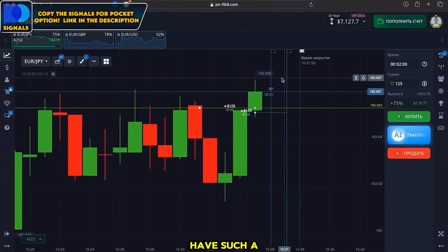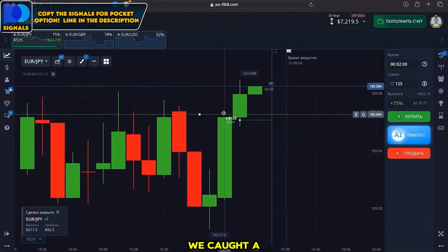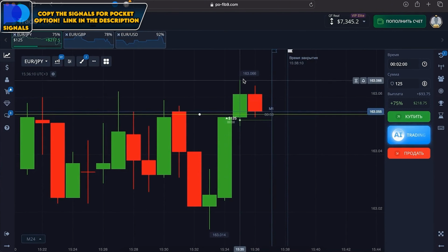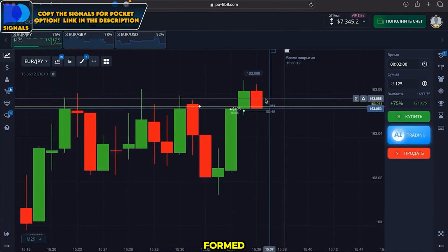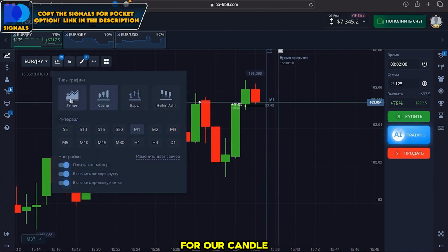Well, for now we have such a result. By the way, it seems the first trade will go into profit. We caught a good moment in the end because, as you can see, the candle broke through and held, but the second one has just formed. It started bearish, which is a bit disappointing, but we still have 50 seconds for our candle.